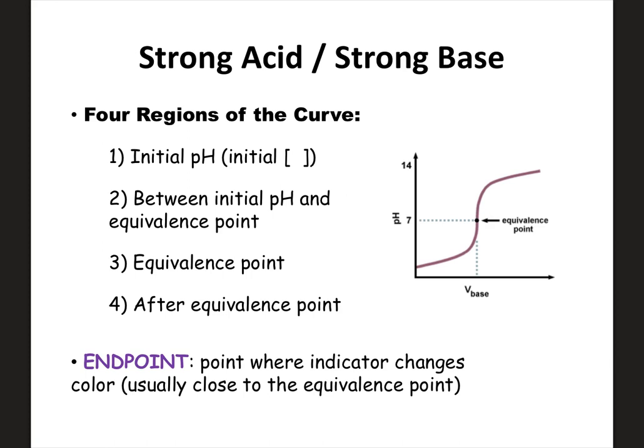We know that the end point is the point at which the indicator changes color. Obviously, we want the endpoint to be very close to the equivalence point. The equivalence point is where the moles of acid equal moles of base. The endpoint is the place where the indicator undergoes the color change. So you definitely need to understand the difference between the two. We want them to be close, but technically they could be a little bit off here. But these are the four regions of the curve that we need to be concerned about and we need to look at here in order to be able to determine the pH.